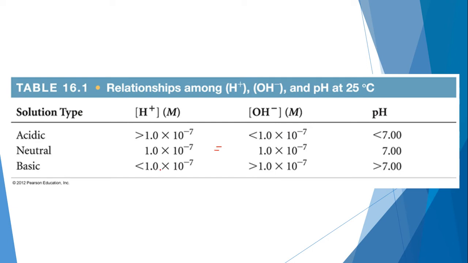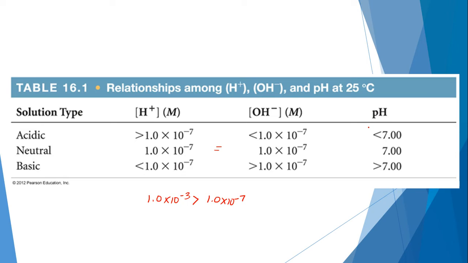And then basic. Basic is where I find something that is going to be smaller than 1.0 times 10 to the negative 7th. Notice my hydroxide is going to be the opposite. So when I say smaller, another reminder is that you're working with negative numbers. So remember that 1.0 times 10 to the negative third is actually bigger than 1.0 times 10 to the negative 7th. Even though it's a smaller number here, it's actually closer to 0, so this number is considered big.